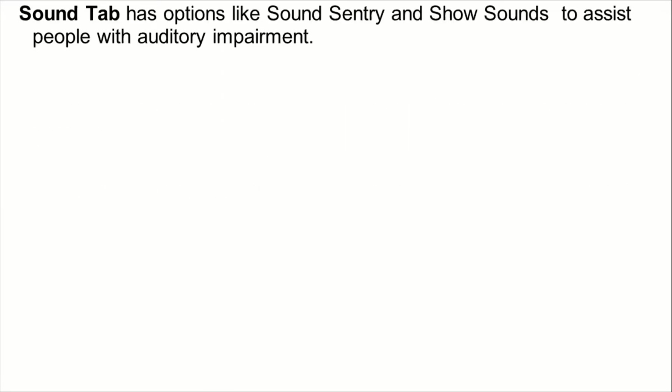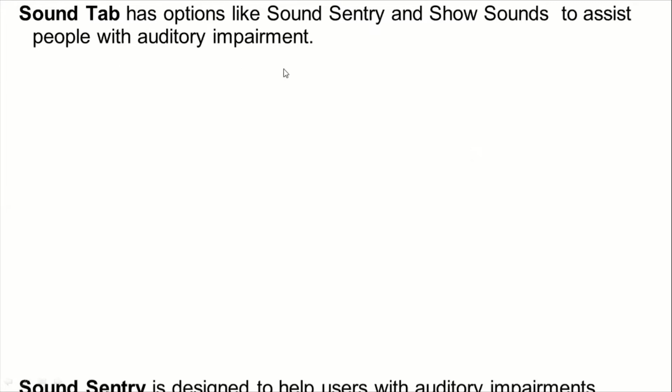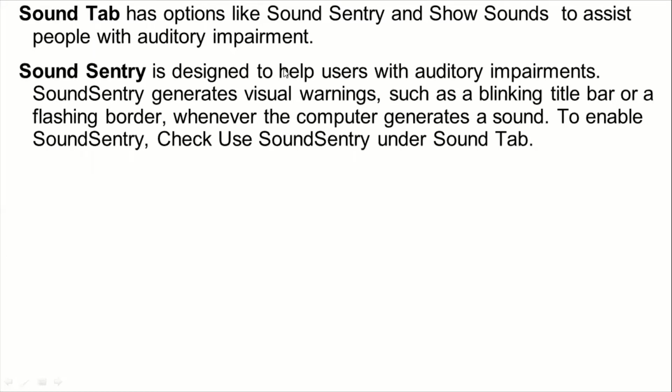Next is sound tab. It has two options like sound sentry and show sound. These are used for people with auditory or hearing impairment. Sound Sentry is designed to help users with auditory impairment. It generates visual warnings like blinking title bar or flashing border whenever computer generates sound. To enable Sound Sentry, check Sound Sentry option under Sound tab.